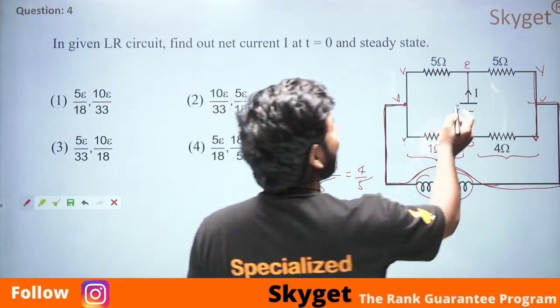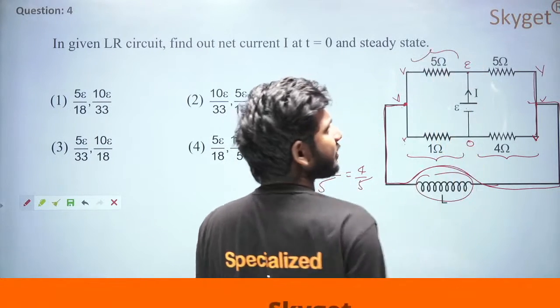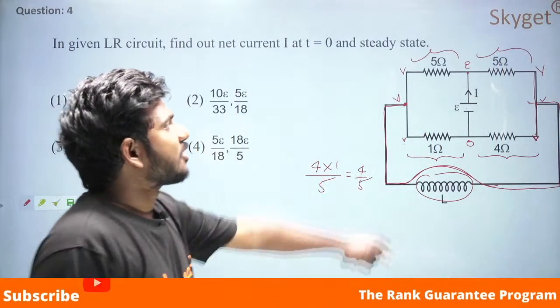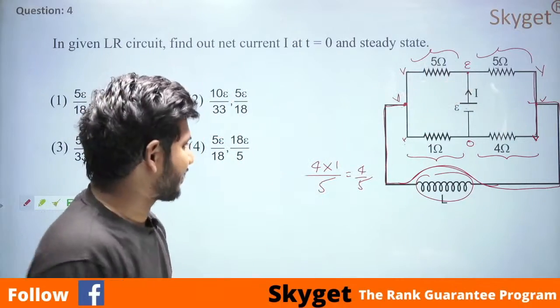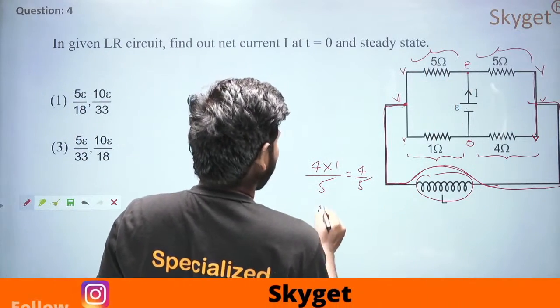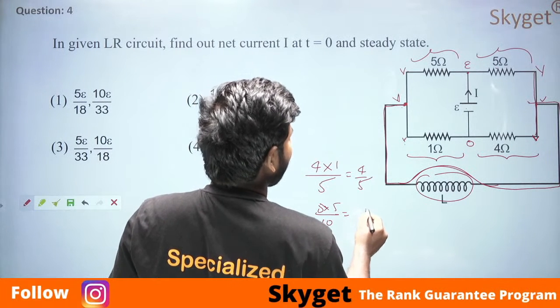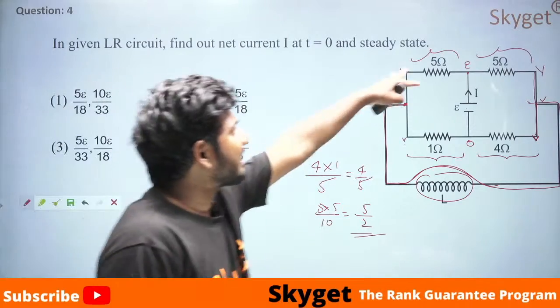Then 5 and 5, you see E and V, the difference is what? E minus V. This one also EMF minus V. So again 5 and 5 are parallel, they have the same potential difference. So for 5 and 5, 5 into 5 by 5 plus 5, the answer will be 5 by 2. 5 by 2 will be the answer. Now this is the effective resistance.